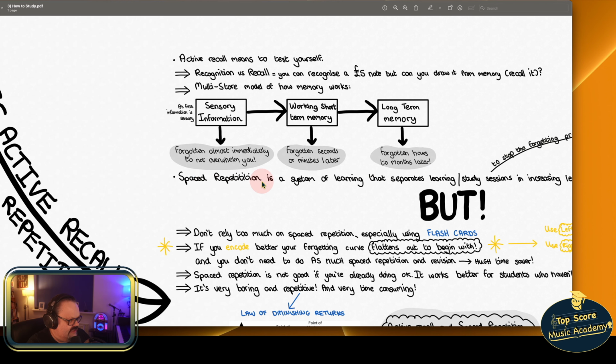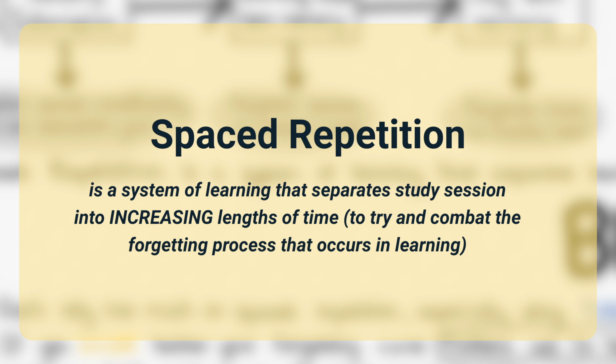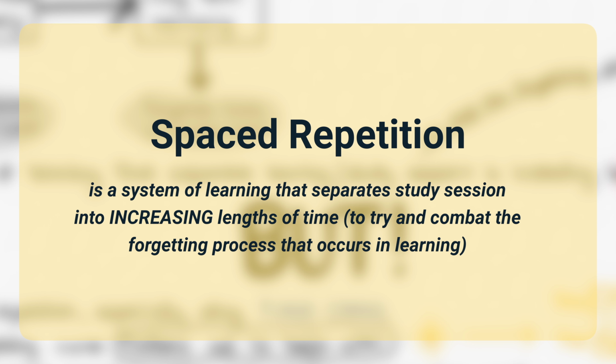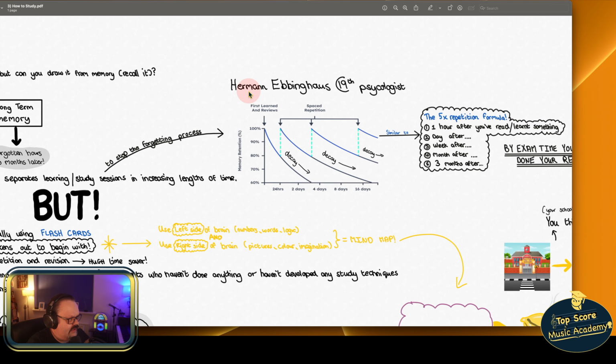Spaced repetition is the system of learning that separates learning and study sessions into increasing lengths of time. Okay, so we use spaced repetition to help us stop this forgetting process. You space out your learning, or how often you come back to a subject. If we look to see who came up with this, it was a German psychologist, Hermann Ebbinghaus, with this very famous graph, the Ebbinghaus graph.